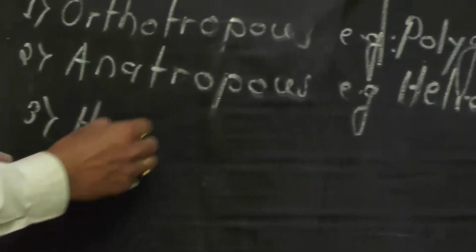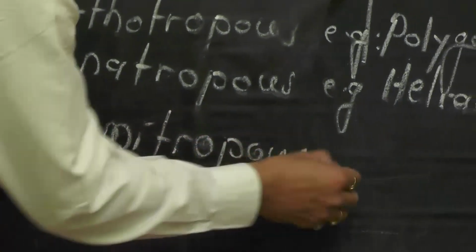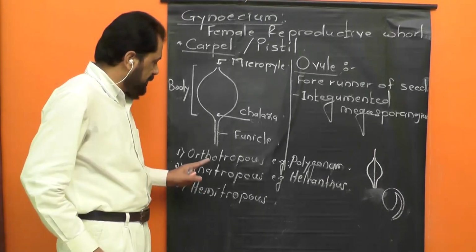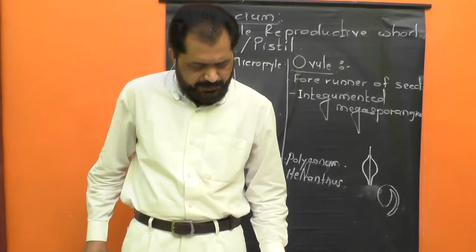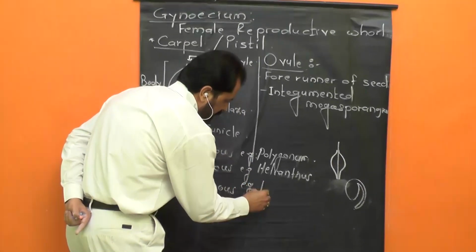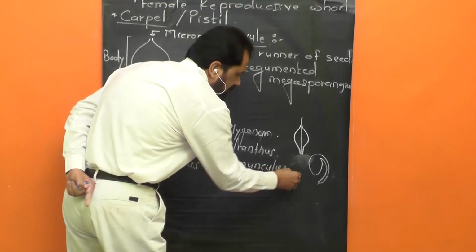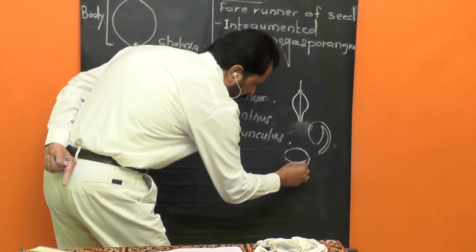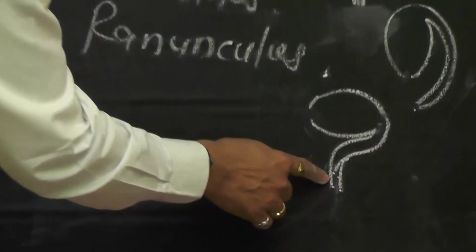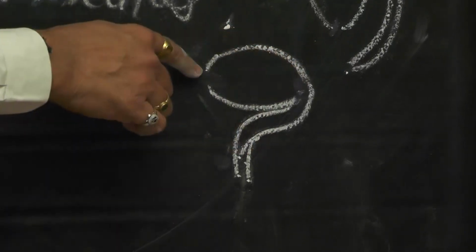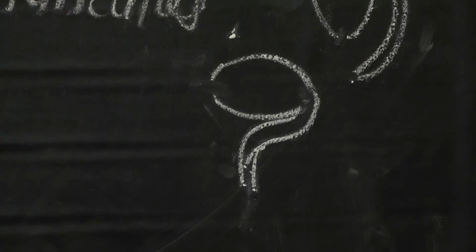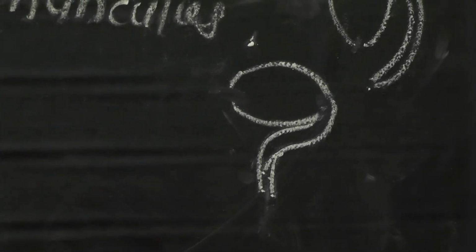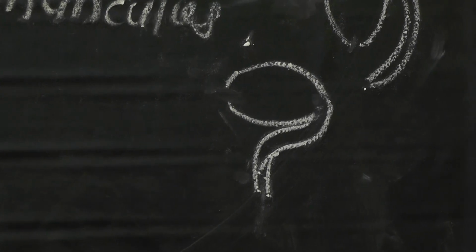Third one is the hemitropous ovule. Actually, the hemitropous ovule is the type of ovule intermediate between orthotropous and anatropous. Let me tell you by drawing the diagram. Its example is Ranunculus. Now look, here is the funicle that is top, the base is chalaza, and this is the micropyle. This ovule is neither straight nor completely inverted. Therefore I said it is supposed to be intermediate between orthotropous and anatropous.